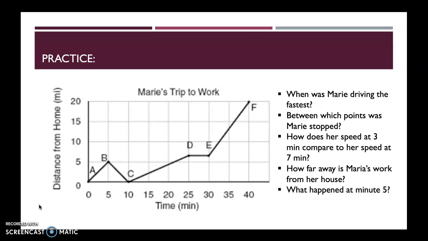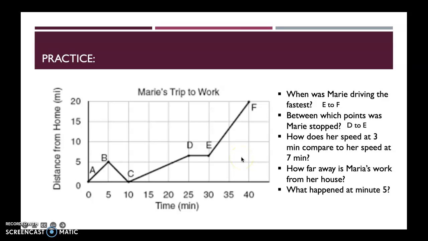Okay, when is Maria driving the fastest? She is driving the fastest from point E to F. We know this because it is the steepest slope. It's steeper than A to B or B to C. Between which points is she stopped? D to E. We know that because it is a horizontal line.